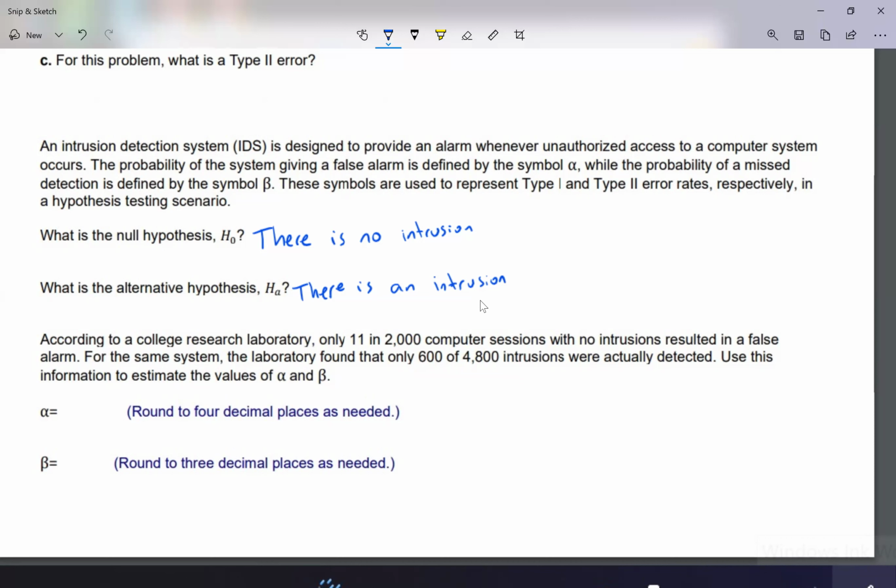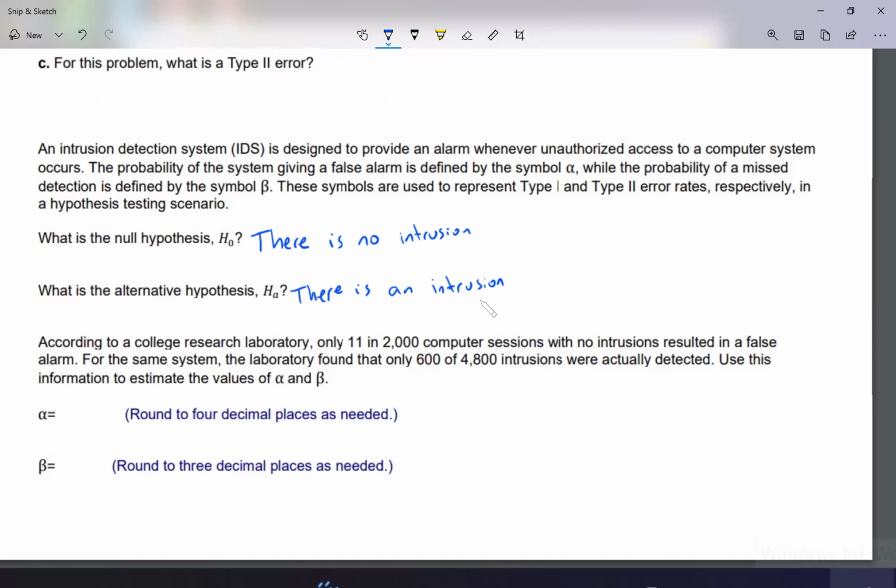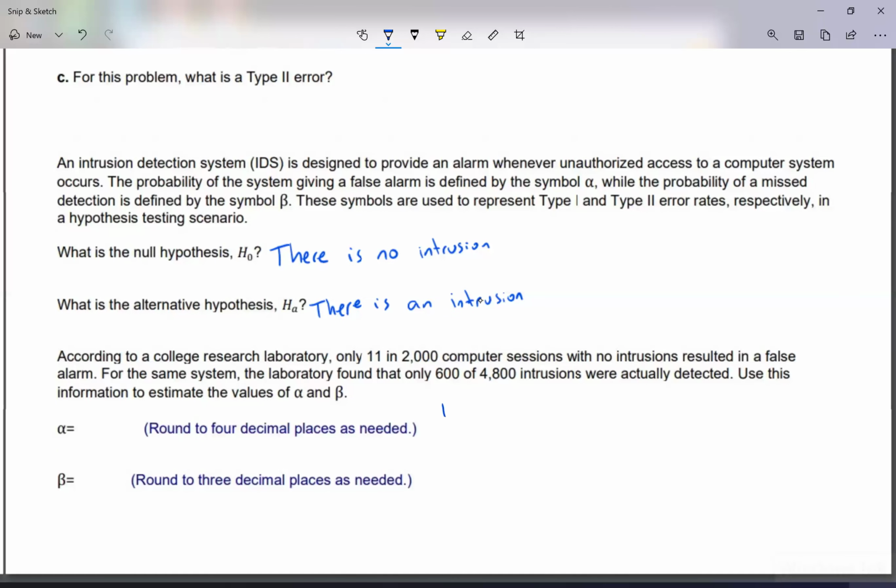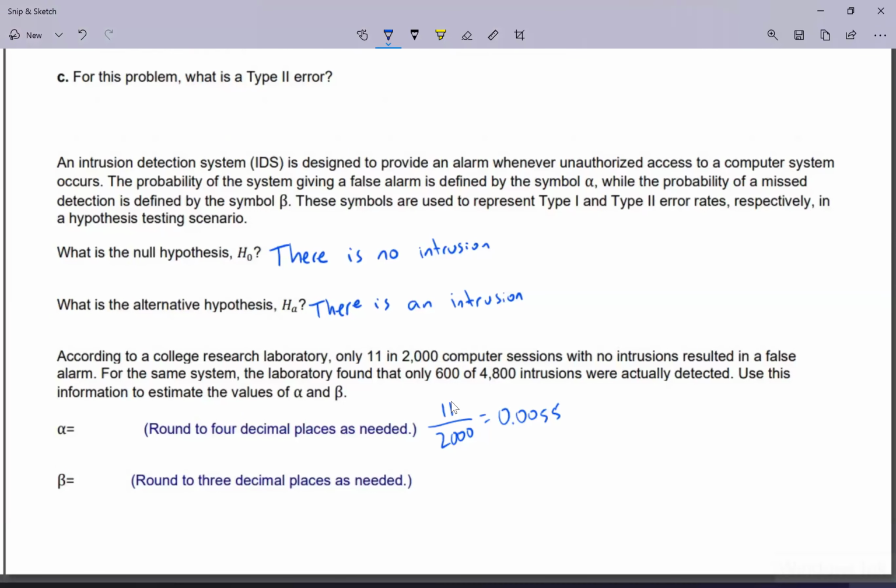And here, it's not going to be too difficult. I'm just going to go 11 out of 2,000, right? So how do we do that? I'm just going to go 11 divided by 2,000. Remember, I wrote it as a fraction, but fraction means division. I type it in my calculator, and it gives me 0.0055. Good. I see my answer. It says round to 4 decimal places as needed. Good. I have 4 decimal places, so I'm good. So there you go. My alpha: it gave me false alarms 11 times out of 2,000.